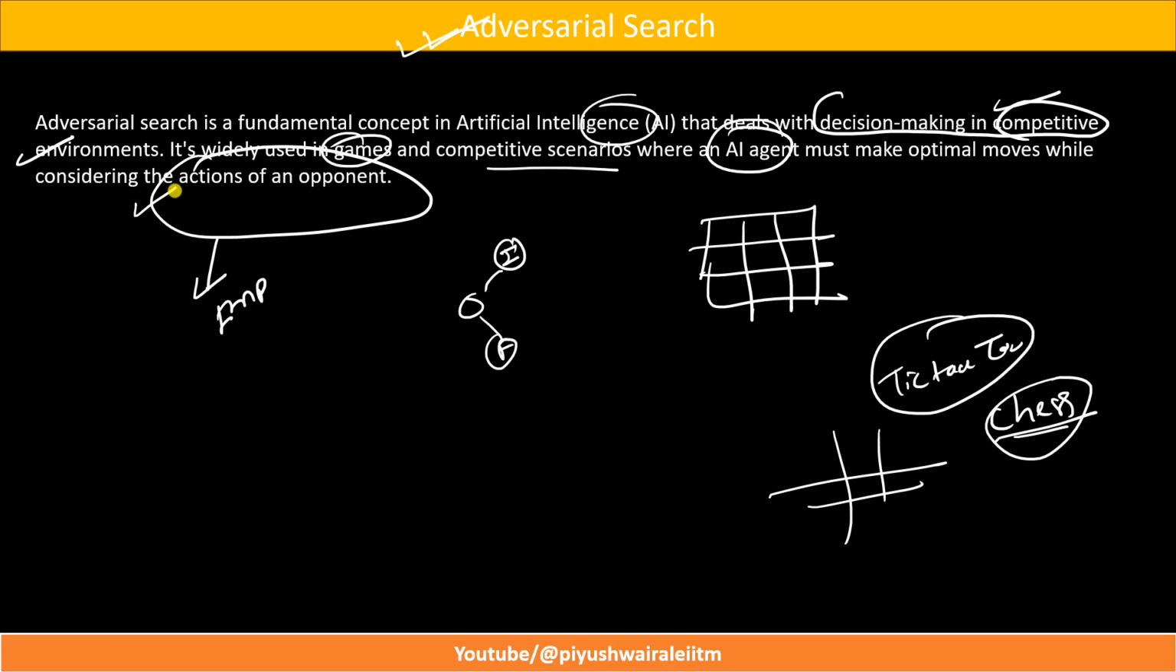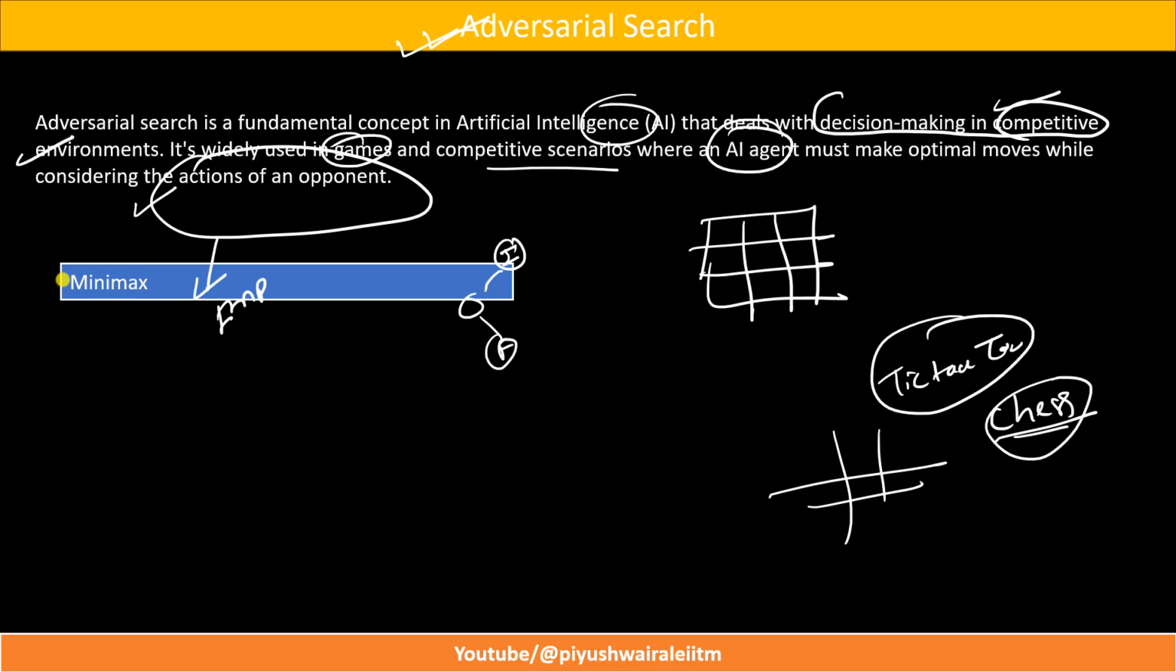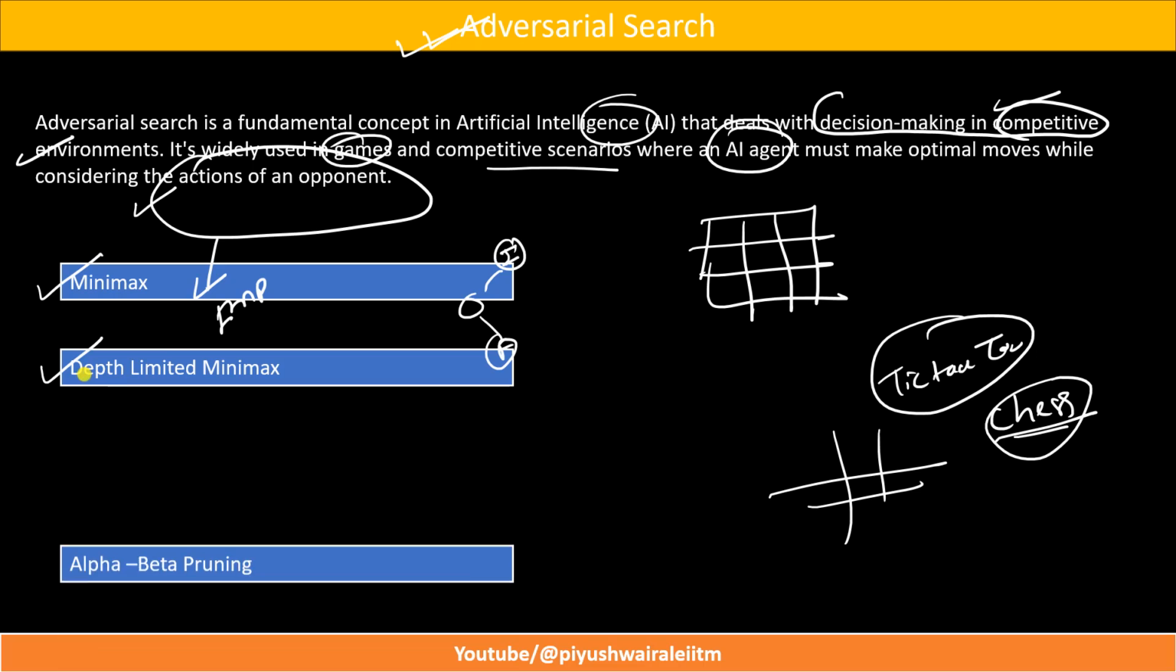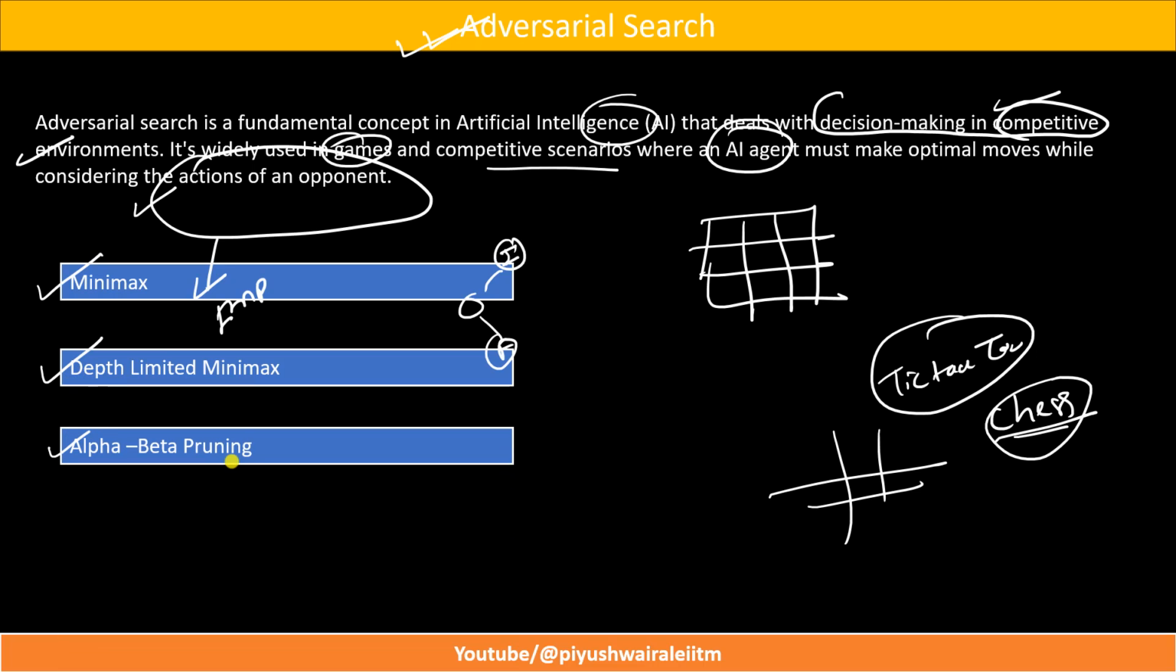In the case of informed and uninformed search, as the name suggests, you can easily remember them from that, right? There are different adversarial search algorithms also. The first one is minimax, then we have depth limited minimax, and we have something called alpha beta pruning. We'll discuss these one by one in the upcoming videos.